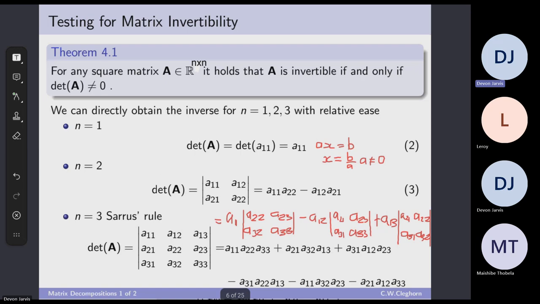In 2D, I just showed you the formula for this. So we know that if A11 times A22, the product of the diagonals, minus the product of your off diagonals is zero, then you can't do that division or inverse equation I just showed you on the previous slide. And then for n=3, you can use what is called Sarrus's rule. And this is just an equation that you kind of, I guess, memorize. It has just a pattern to it of how you compute this determinant.